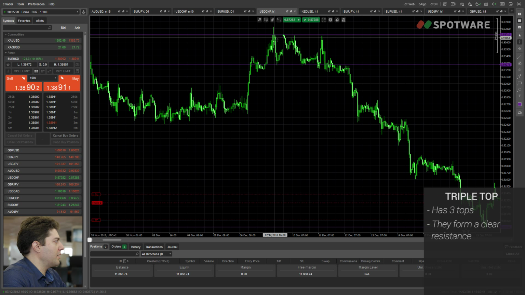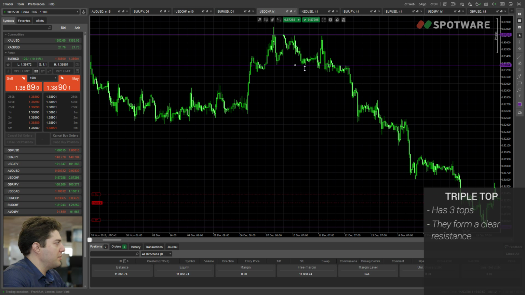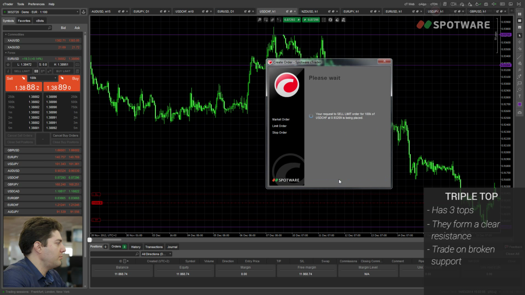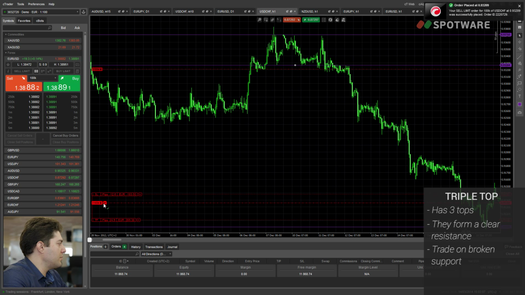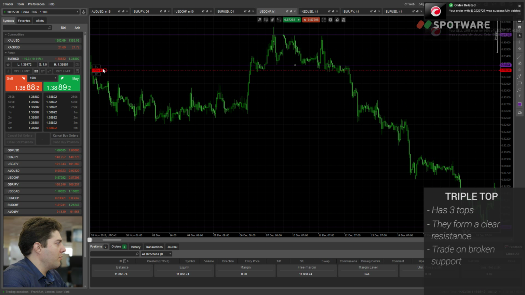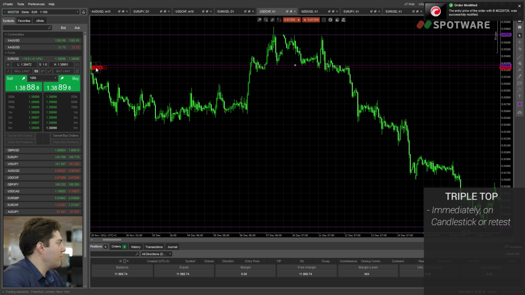And also there is a wick of the candlestick going only above the resistance, so this is a pretty clear resistance. The way to trade it is when the support is broken. They also form a channel, the resistance and the support. When the support is broken, you go short. So let's create a limit order here. And let's remove this one. And again, you can trade it on one of the candlesticks or immediately on the break of the support.